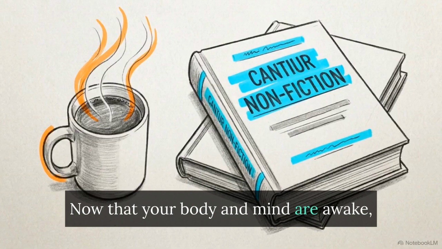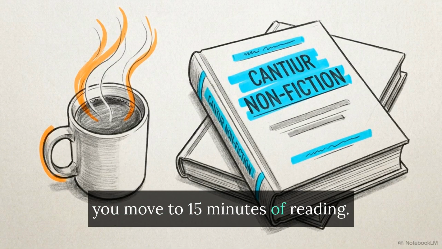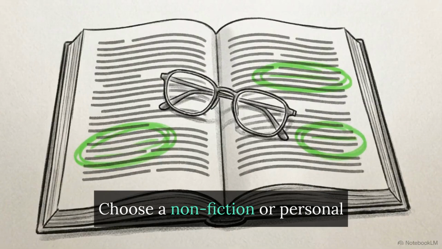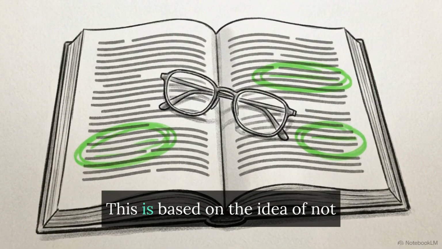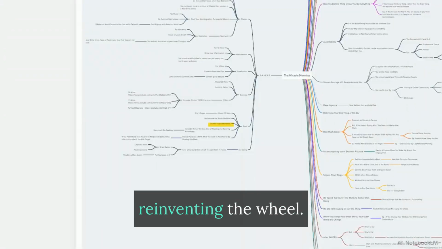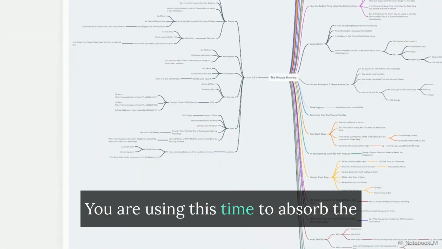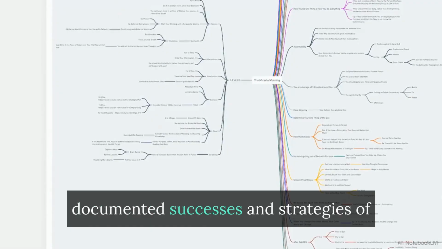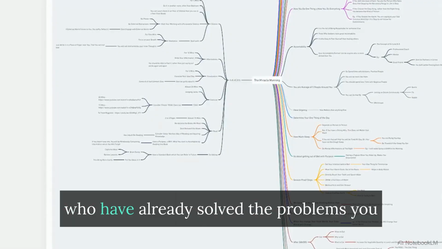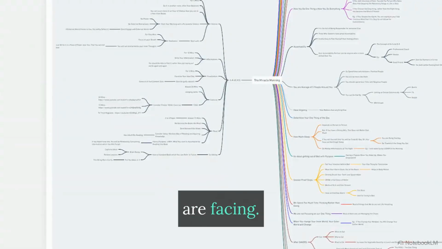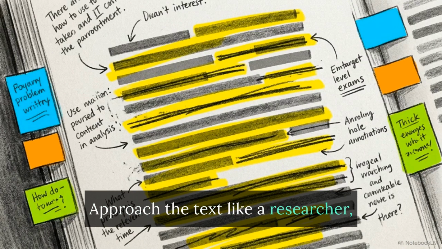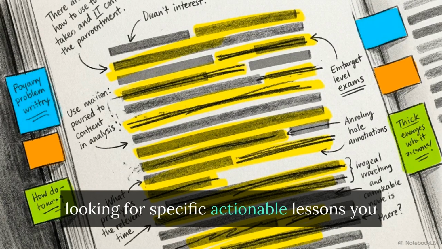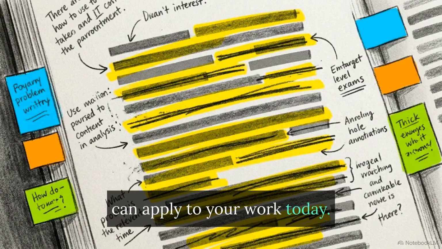Now that your body and mind are awake, you move to 15 minutes of reading. Choose a non-fiction or personal development book that aligns with your current goals. This is based on the idea of not reinventing the wheel. You are using this time to absorb the documented successes and strategies of people who have already solved the problems you are facing. Avoid passive reading. Approach the text like a researcher, looking for specific, actionable lessons you can apply to your work today.